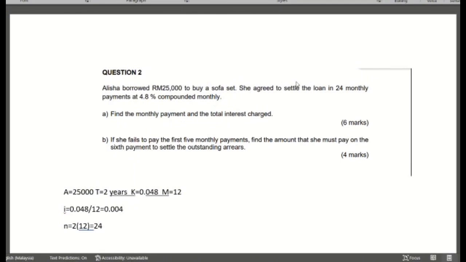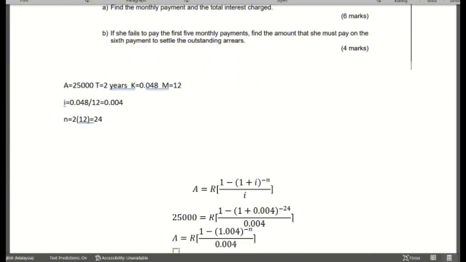B, question 2. Alisha borrowed RM 25,000 to buy a sofa set. She agreed to settle the loan in 24 monthly payments at 4.8% compounded monthly. Find the monthly payment and the total interest charge. If she fails to pay the first 5 monthly payments, find the amount that she must pay in 6 payments to settle the outstanding arrears. As we can see, I already put the information and some of the answer here.